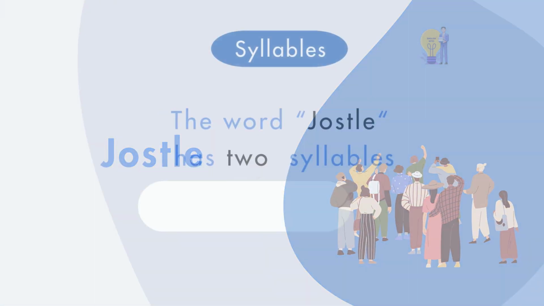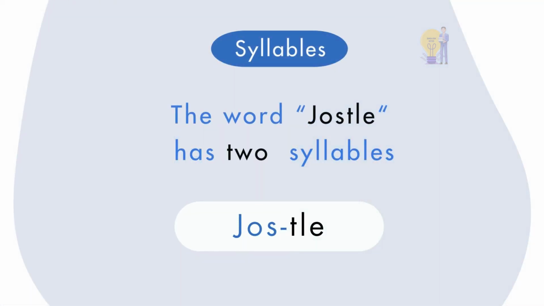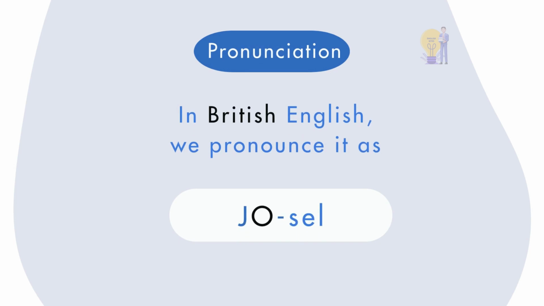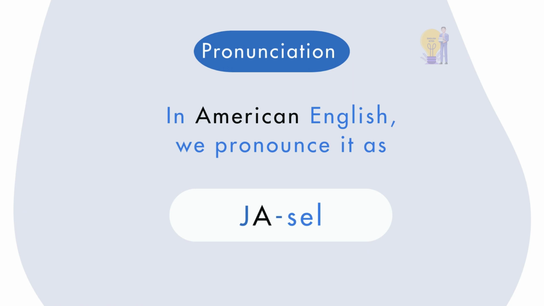Jostle. Jostle has 2 syllables, and in British English we pronounce it as jostle. In American English we pronounce it as jostle.